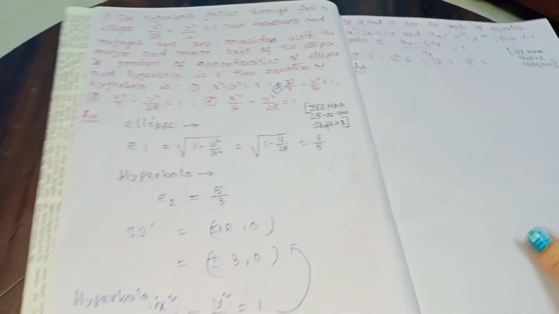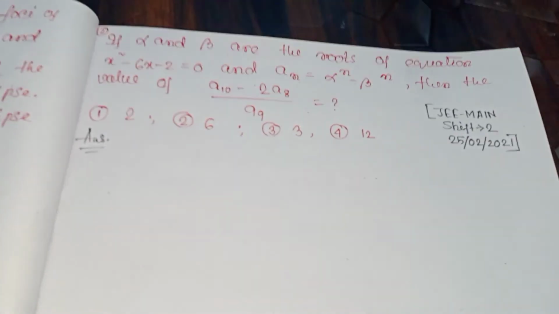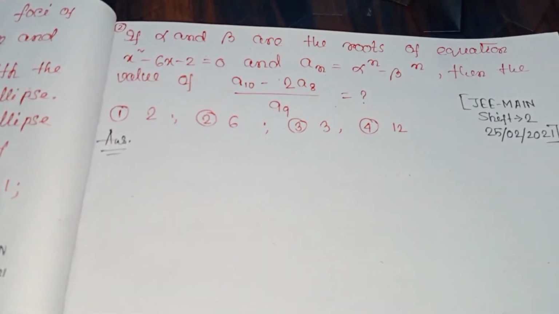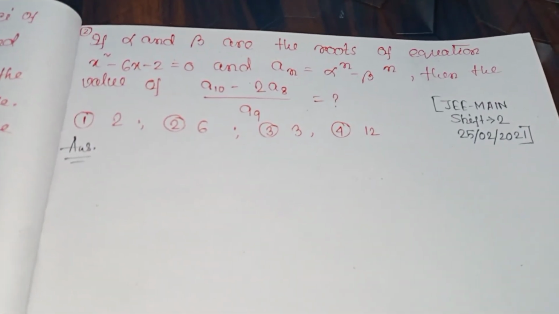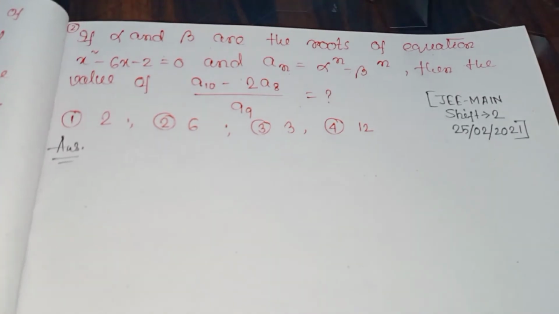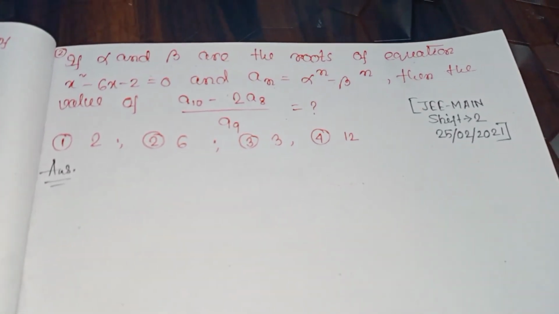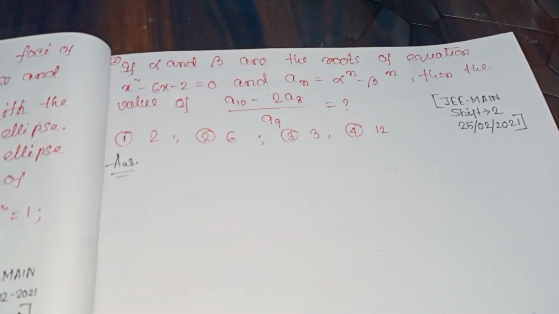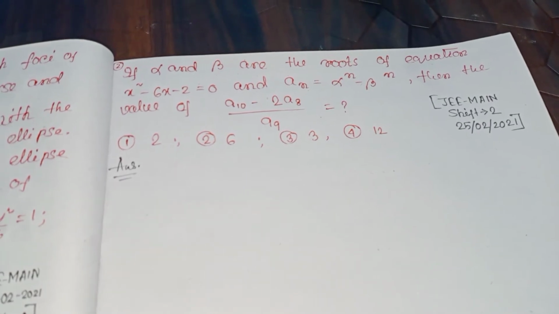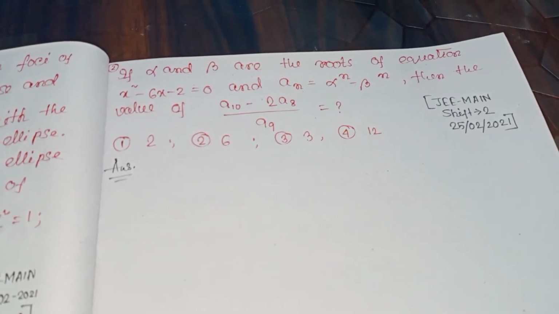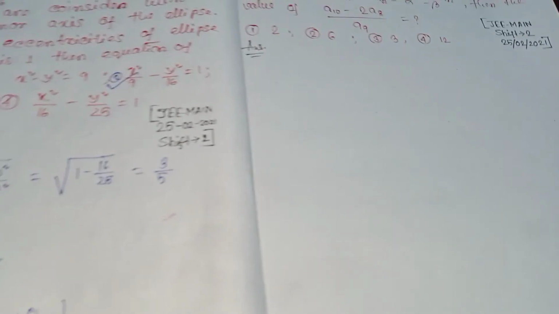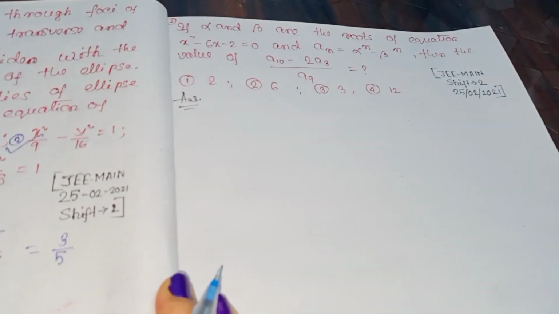Now moving to question 3. If alpha comma beta are the roots of the equation x square minus 6x minus 2, and a n is equal to alpha to the power n minus beta to the power n, then the value of a10 minus 2a8 divided by a9 is equal to what? 4 options are given. So this is a question on the topic of quadratic equations.